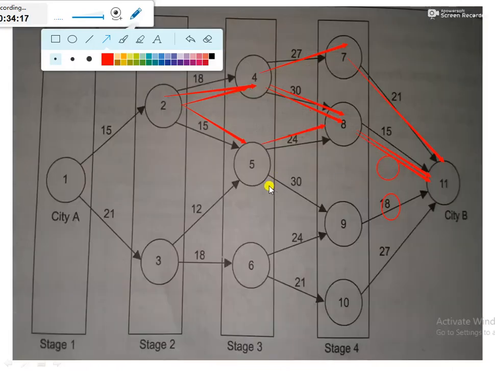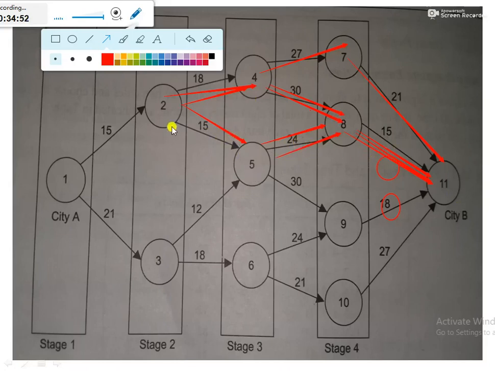Now if we are at stage 3, before that we would discuss this one. If we are at point 2 and we are going to point 5 or node 5, so from node 5 we can opt for this route, that is 5 to 8, 8 to 11, and the total time taken on this route, that is 2 to 5, 5 to 8 and 8 to 11, would be equal to 15 plus 24 plus 15, that is equal to 54.